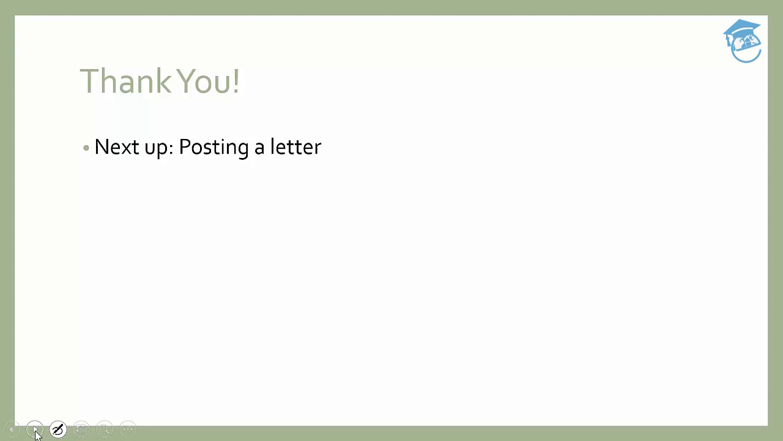Next up, there's no supplementary materials for this lesson, but we'll advance to the next topic, which is posting a letter. So in the next lesson, you'll learn how to send an international mail. So as you're traveling, you'll know how to send a letter to those you love. Okay, so the next one will be a useful one.